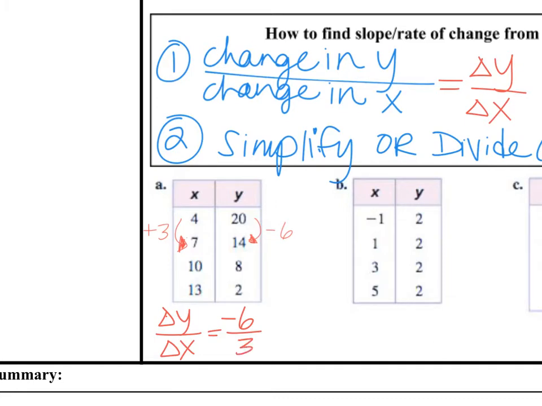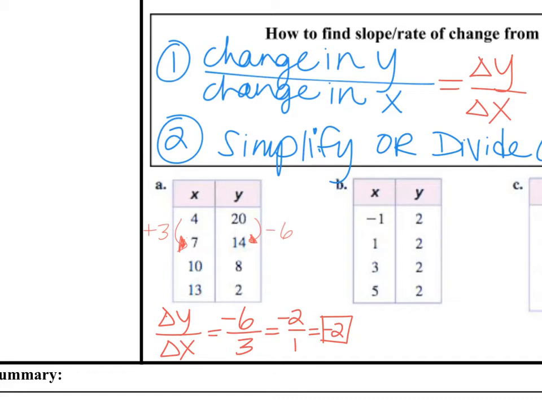This can be simplified because what can 6 and 3 both divide by? 3. 3 can divide by 3, so you get negative 2 over 1, which is just negative 2. So your final answer, if you're doing this on an online program like MathXL, you should type in negative 2, but negative 2 over 1 is still correct because negative 6 divided by 3 is negative 2.